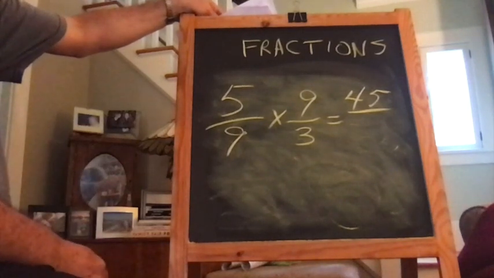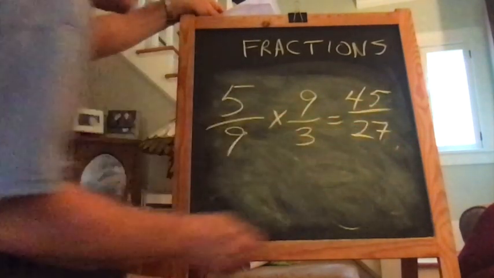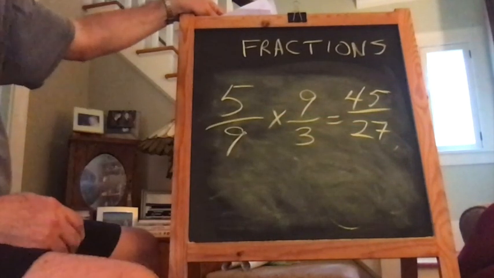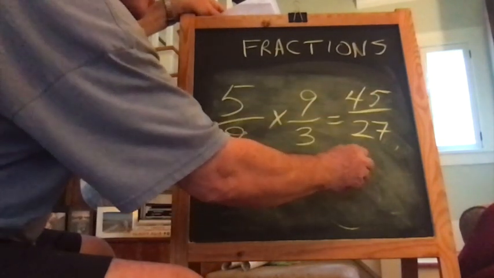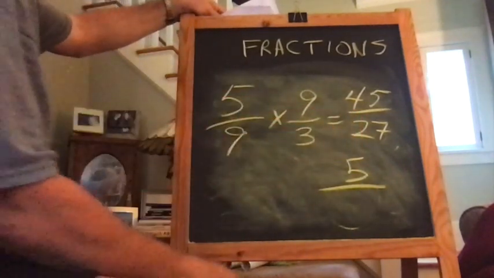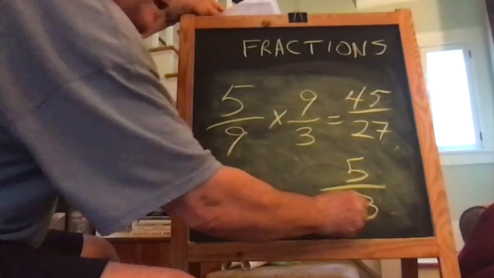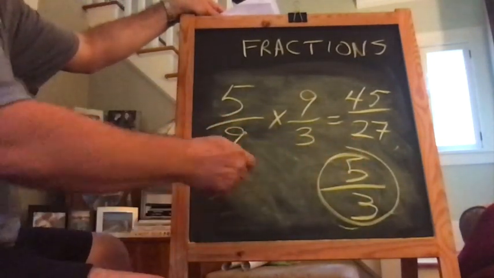And 9 times 3 is 27. All right. And can we reduce that? By 9. 9 goes into 45 5 times, and 9 goes into 27 3 times. Now, we have a fraction here where the numerator is bigger than the denominator.